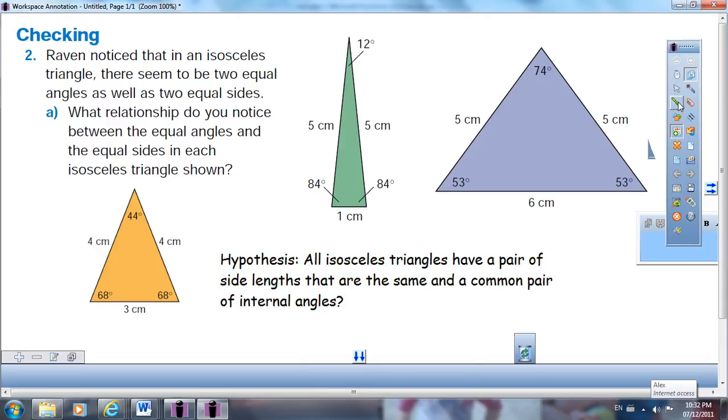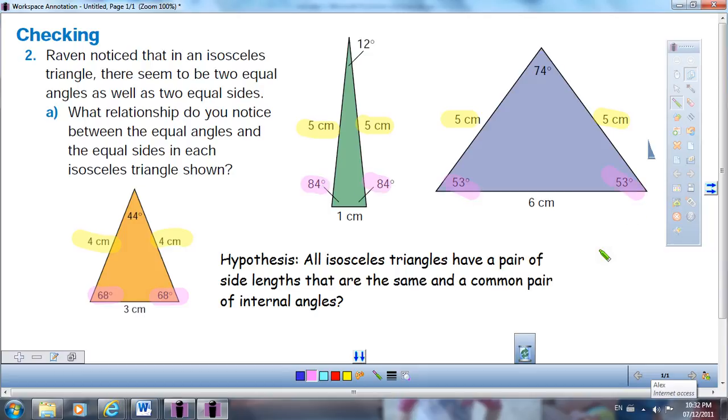Well, let's have a look. This triangle has a common pair of side lengths. This triangle has a common pair. This one also has a common pair. Now, if we go a step further, let's look at the internal angles. There's one. These are the same. And these are the same.